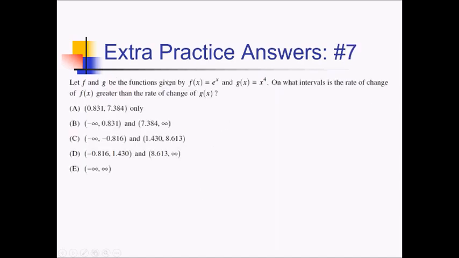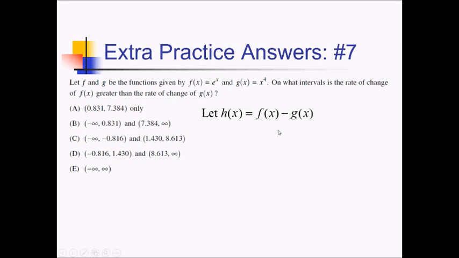For this problem, f and g are the functions e to the x and x to the 4th. We want to know on what intervals the rate of change of f is greater than the rate of change of g. All right, well, I'm going to start by defining a new function, h of x. That's going to be the difference between f and g, so f of x minus g of x.